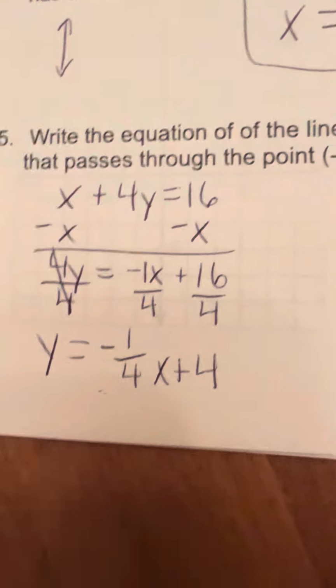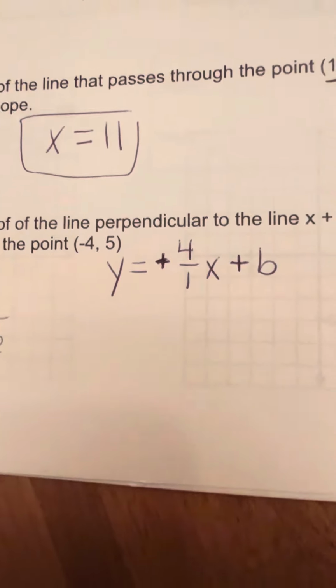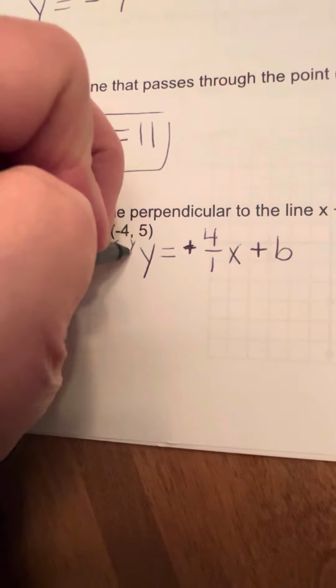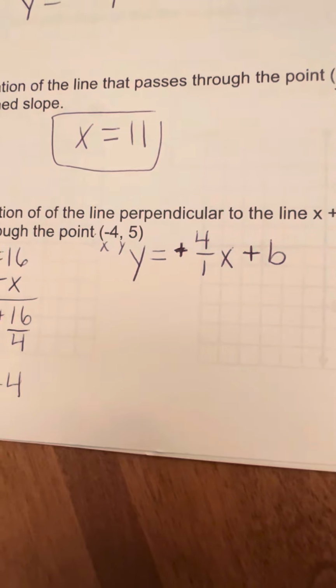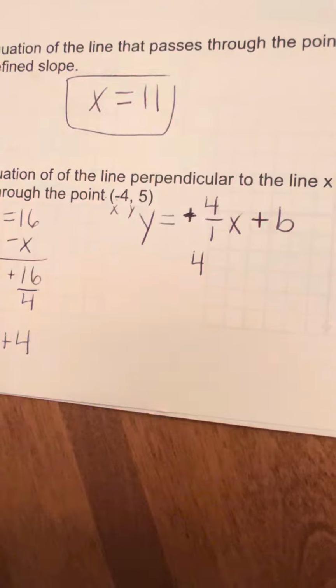Now the plus 4 has nothing to do with this new line, so we're not going to use that. We need to find what that plus b is. And we're going to use these two numbers right here, your x and y coordinates, to figure out what that b is with this now new perpendicular line. So this is going to be our negative 4 goes where our x is. So we've got 4 over 1, or just 4.